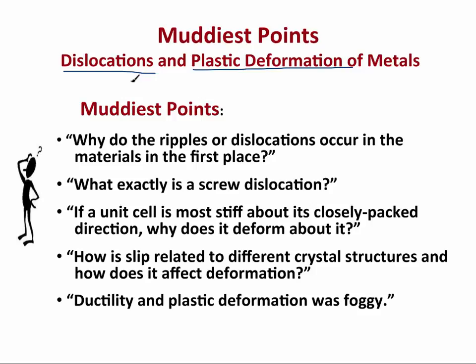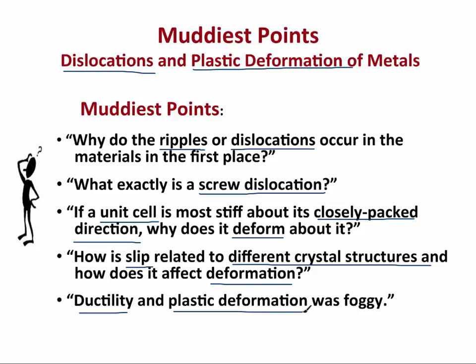Some of the muddiest points received from students in regards to dislocations and plastic deformation were: why do the ripples or dislocations occur in materials in the first place? What exactly is a screw dislocation? If a unit cell is most stiff about its closely packed direction, why does it deform about it? How is slip related to different crystal structures, and how does it affect deformation? And then ductility and plastic deformation was foggy.